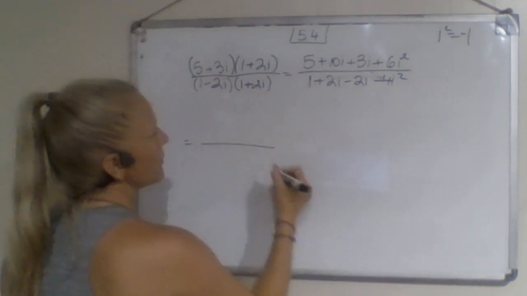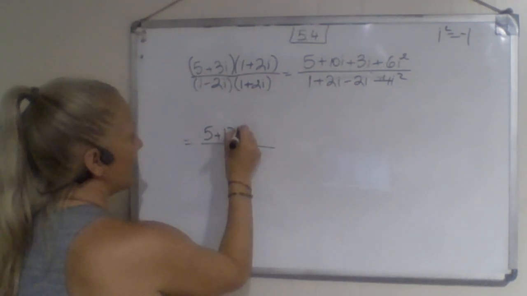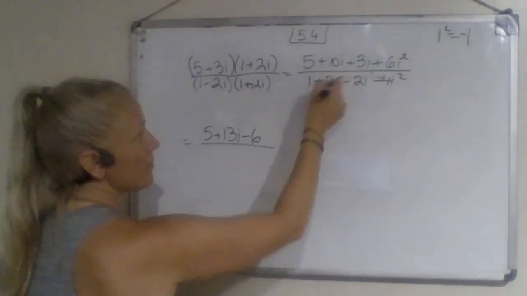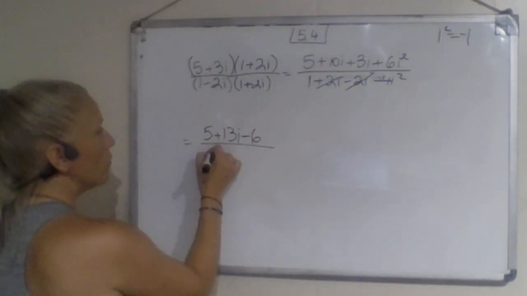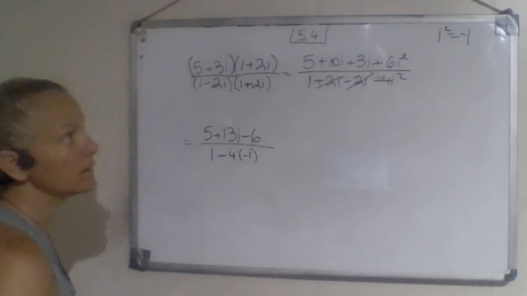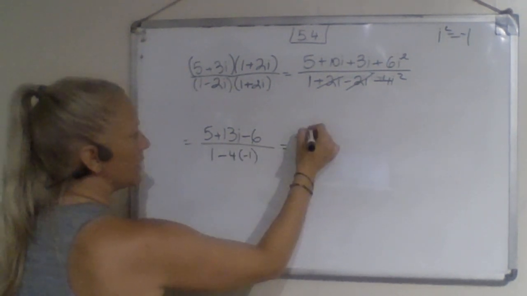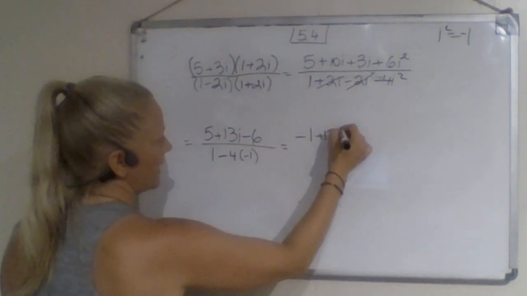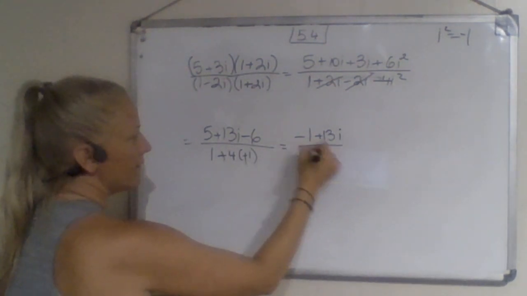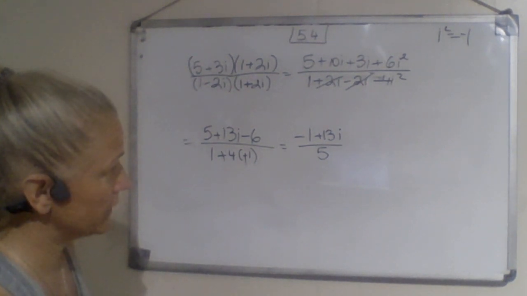Let's group the top and replace that. This becomes 5 plus 13i minus 6, right? i squared is negative 1. The bottom, the middle terms go away. I get 1 minus 4 times negative 1, because i squared is negative 1. The top becomes 5 minus 6, negative 1 plus 13i. The bottom, 1 plus 4, 5. So you have negative 1 plus 13i over 5.